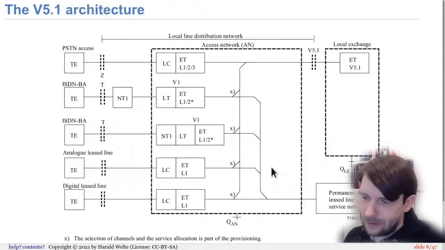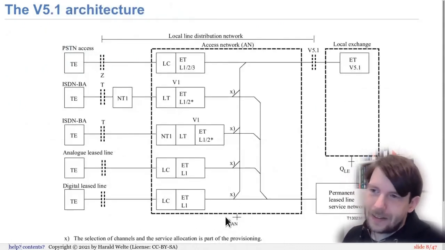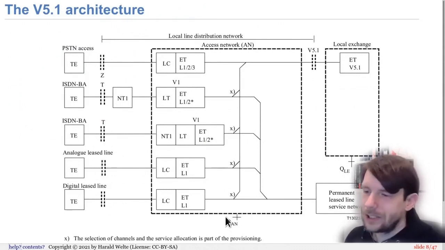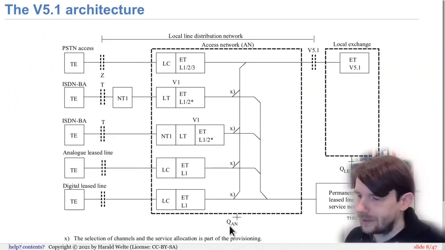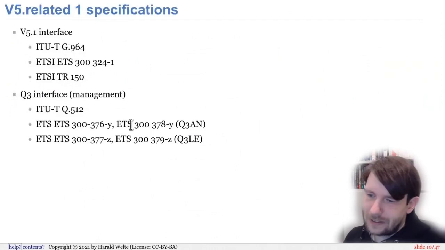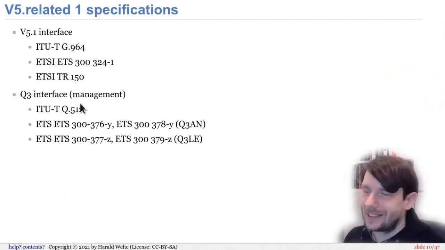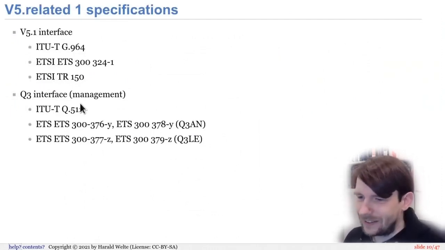On this one particularly, we have the Q here at the bottom. That's the management interface by which these systems are commissioned and monitored and managed. And that is a separate interface called the Q3 interface. And there are two variants of it. There's the one for the AN, the access network, and there's another one on the local exchange side. So we have another Q interface here on the local exchange as well. I'll briefly have a look at that later. Let's focus on the V5 interface.